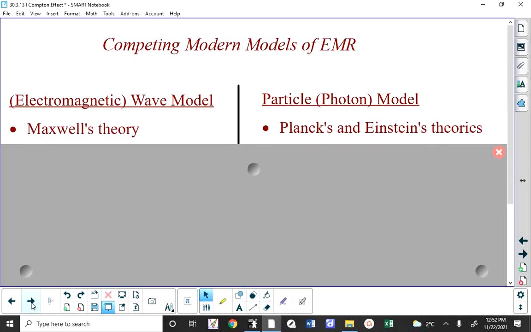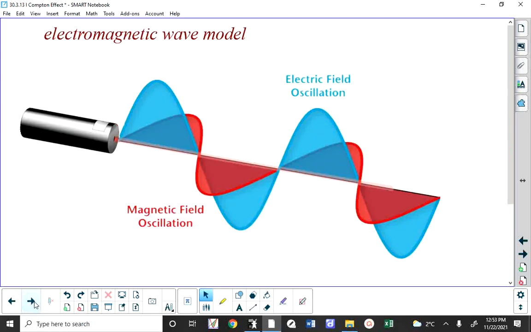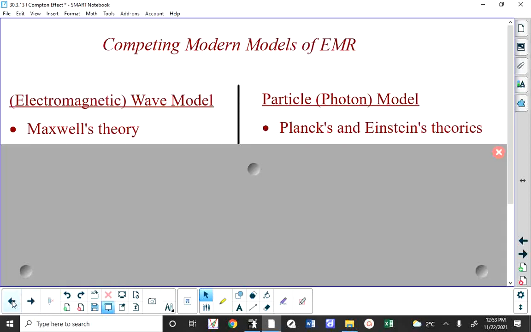You're expected to know that it was Maxwell who proposed the electromagnetic wave model. Briefly, that's the model where he predicted that there's an electric field that oscillates through space, simultaneously creating and being created by a magnetic field oscillating through space. So if you turn on a laser, this is what Maxwell envisions is happening as the light leaves the laser. You're expected to know that, and that it's credited to Maxwell.